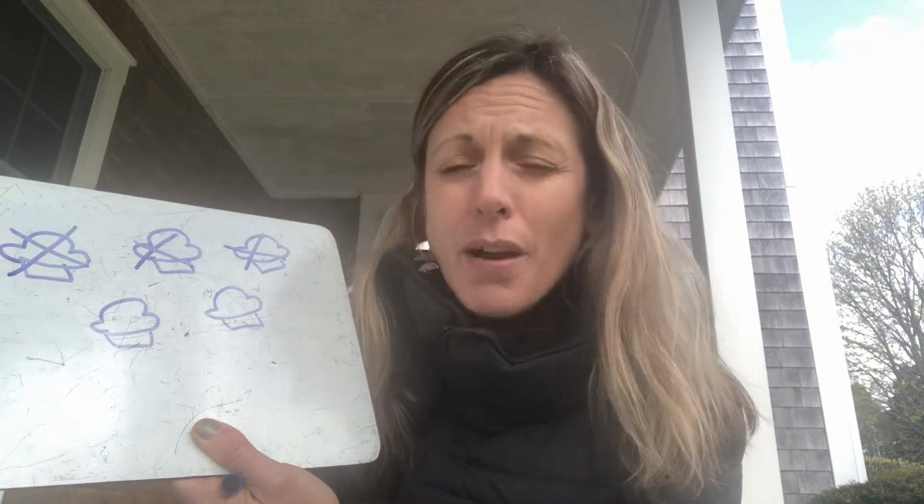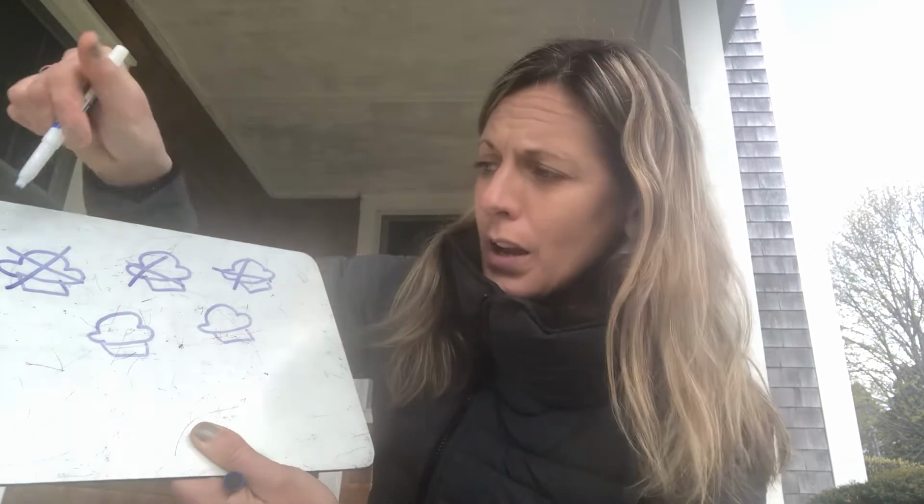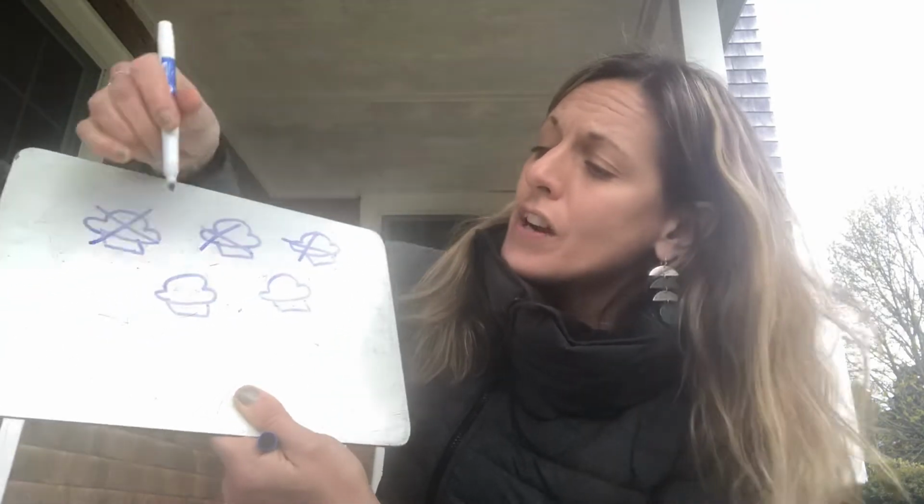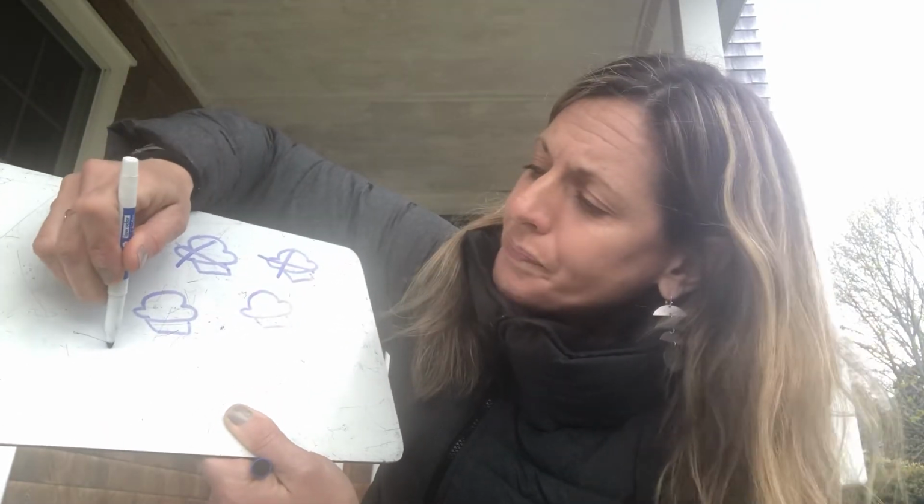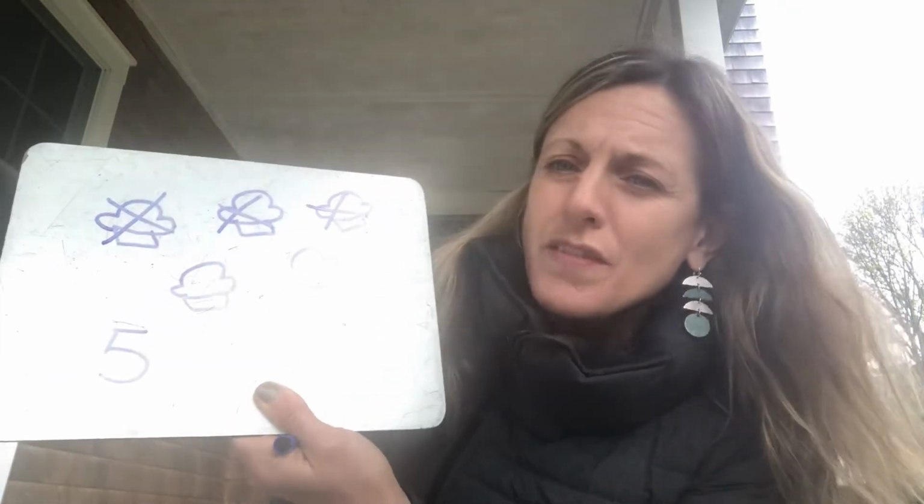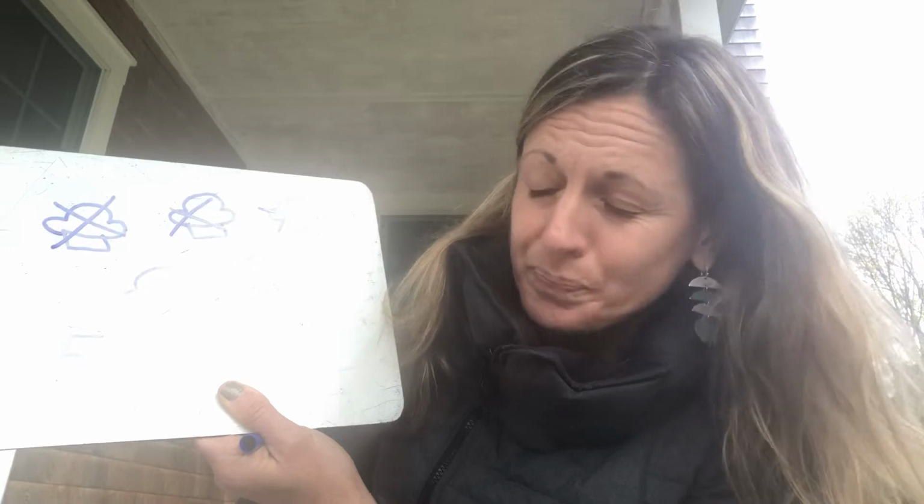Now, how many muffins did we start with? How many did we begin with? That's right, it was 1, 2, 3, 4, 5. So we're going to write a 5. Across and down, back up and around. Number 5's belly is nice and round.